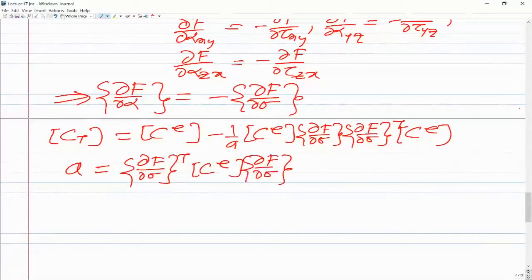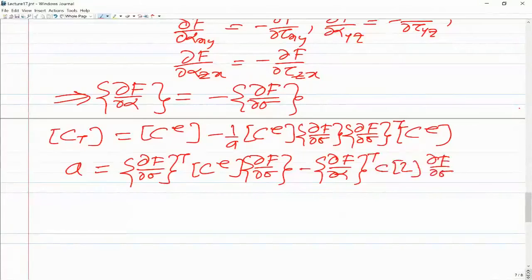Because of the associative flow rule, Q is equal to F. And the second term is minus del F by del alpha, and del F by del alpha is minus of del F by del sigma. So minus minus plus, you can write in terms of that, into Prager's constant C into this L matrix into del F by del sigma. So this is your A.